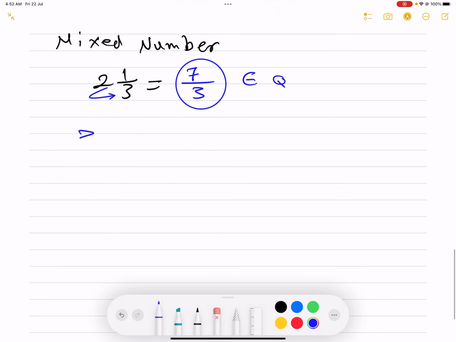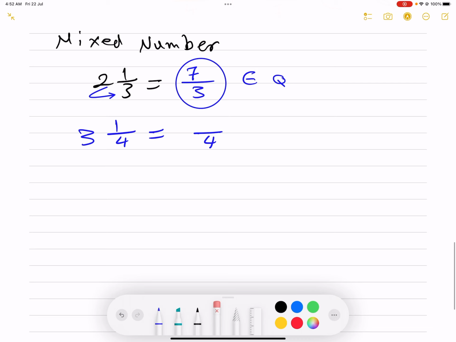What about 3 and a quarter? If we have 3 and a quarter, we keep the denominator and 3 times 4 is 12, 12 plus 1 will be 13. So it is written in the form of numerator and denominator. So this is our mixed number: the number which consists of a whole number plus a proper fraction. So these are our forms.